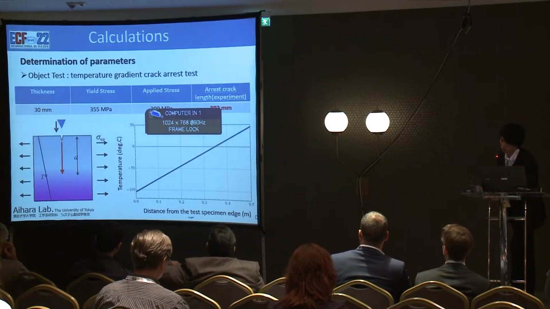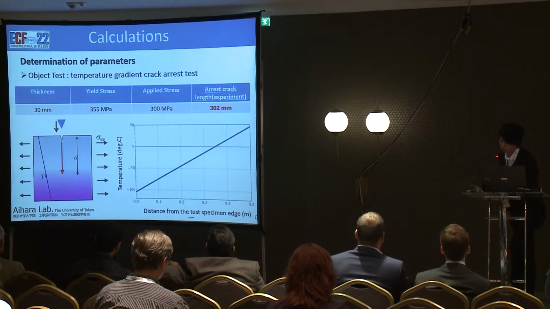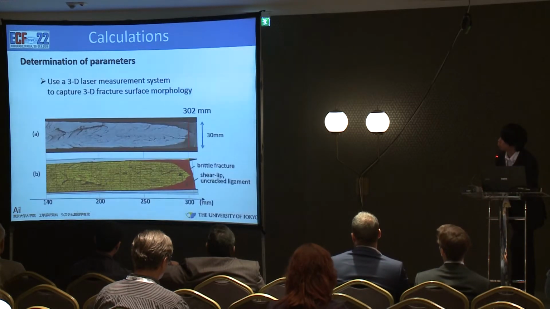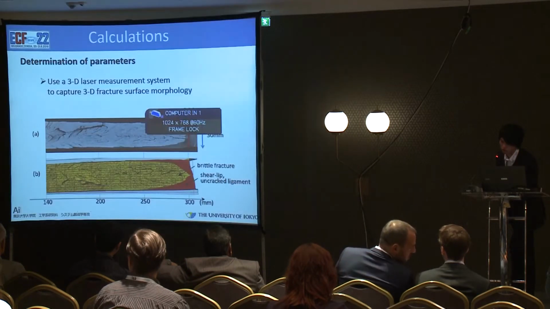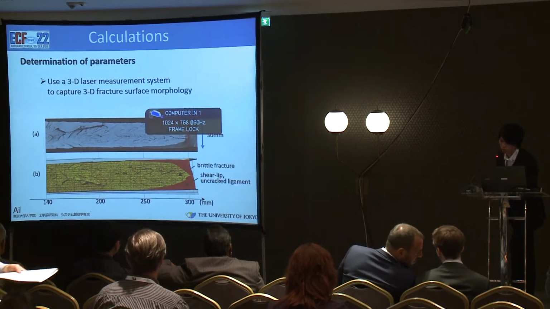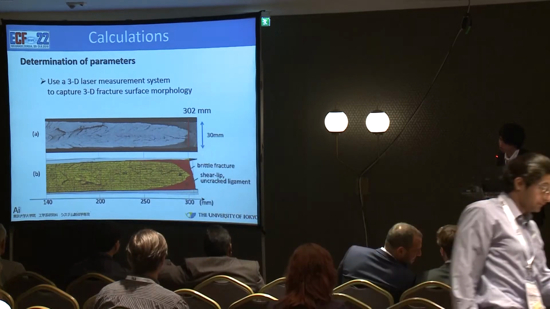Temperature distribution in the plate width direction is shown by this graph. I use a 3D laser measurement system to capture 3D fracture morphologies. Mark A is the actual fracture surface. Mark B is the 3D surface. We can check the area of brittle fracture surface, shear lips, and uncracked ligament.